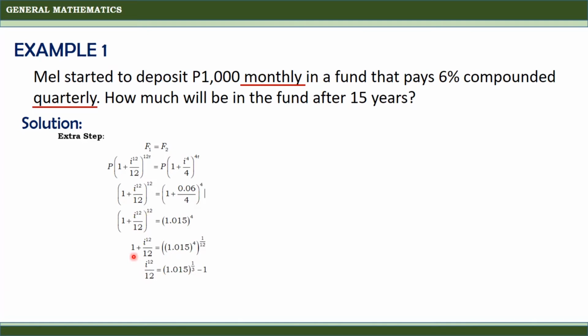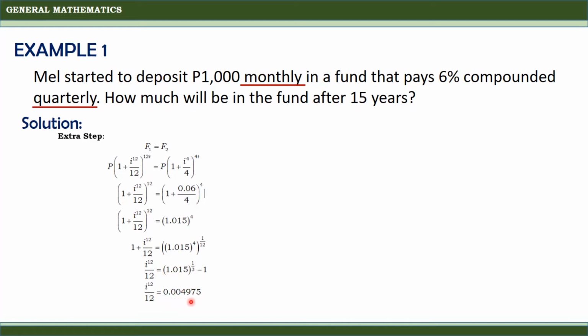Let us subtract 1 on both sides of the equation. We are going to have i^(12)/12 equals 1.015 raised to 1/3 minus 1. Using our calculators, we will see that the right side is actually equal to 0.004975.